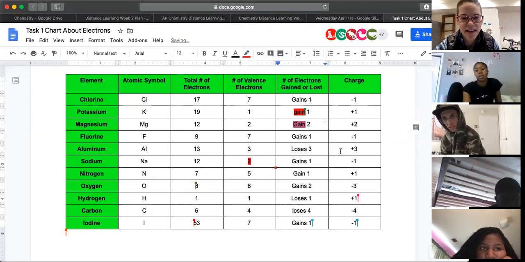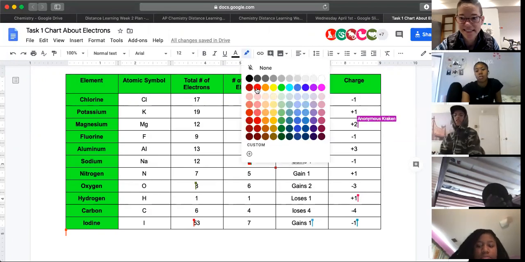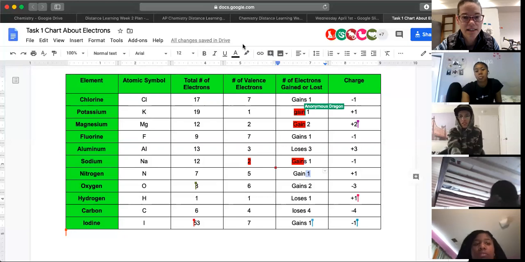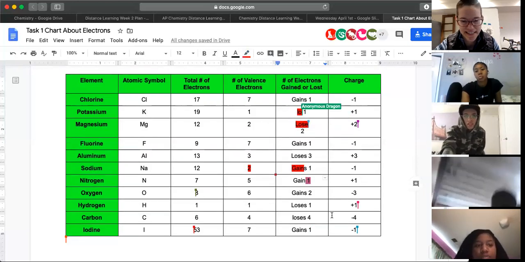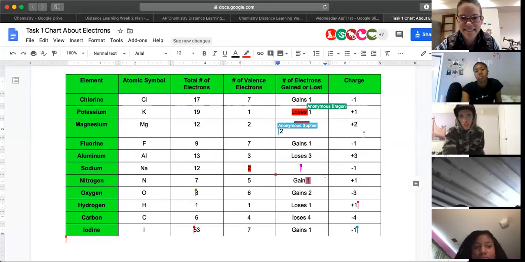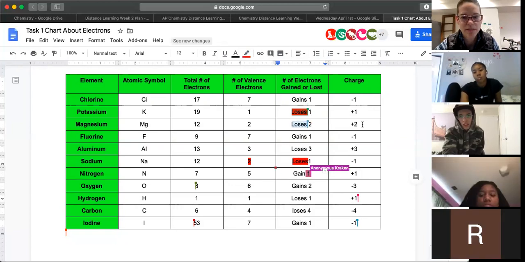All right, so anything I'm highlighting needs to be fixed. Wait, so if that needs to be fixed, does the charge need to be fixed? Not necessarily, because this loses. There we go. All right, so then -1. How do I unhighlight it? There we go. Gain.